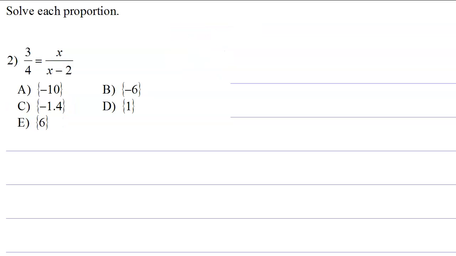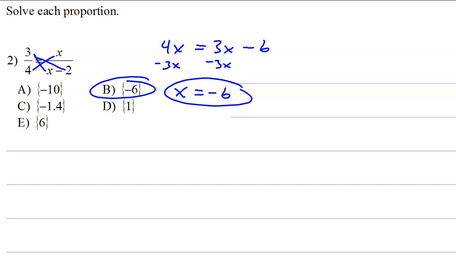Next problem, number 2, similar idea. So I have 4x, I have 3x, and minus the 6. So on this one, I would subtract the 3x from both sides, and I get x equals -6.